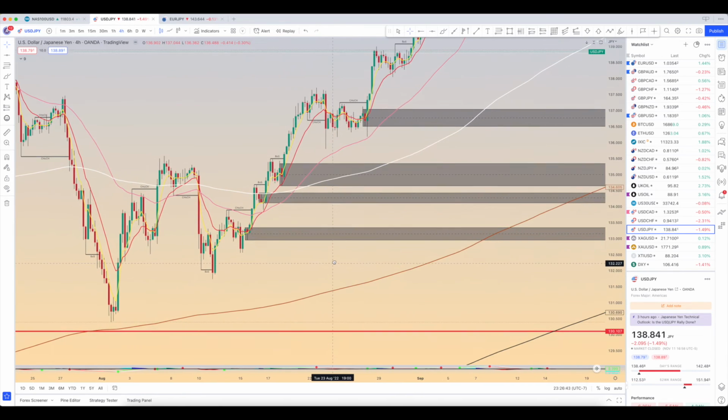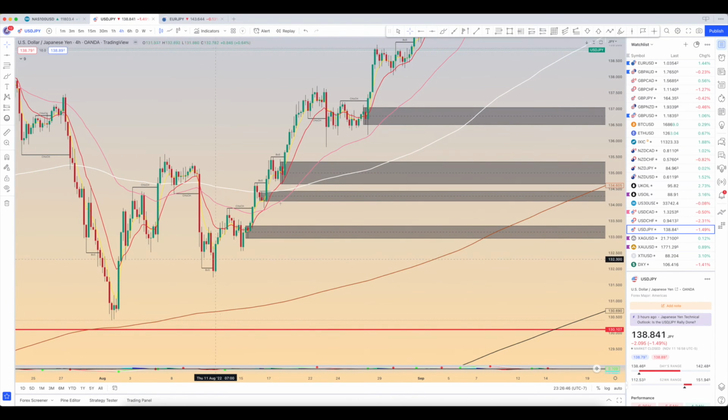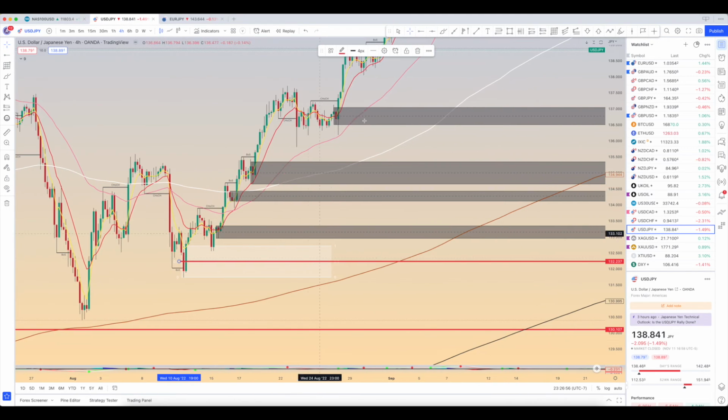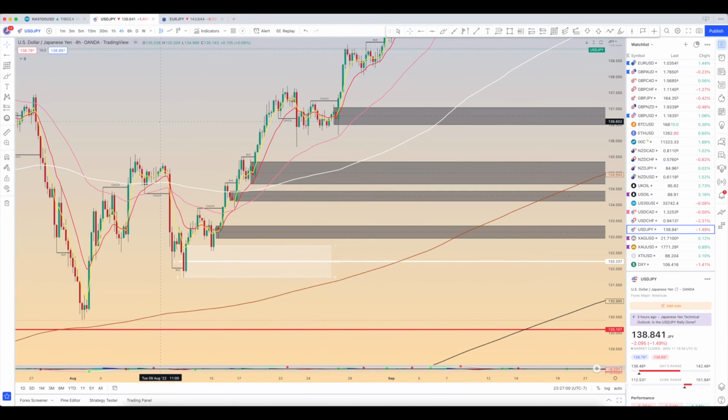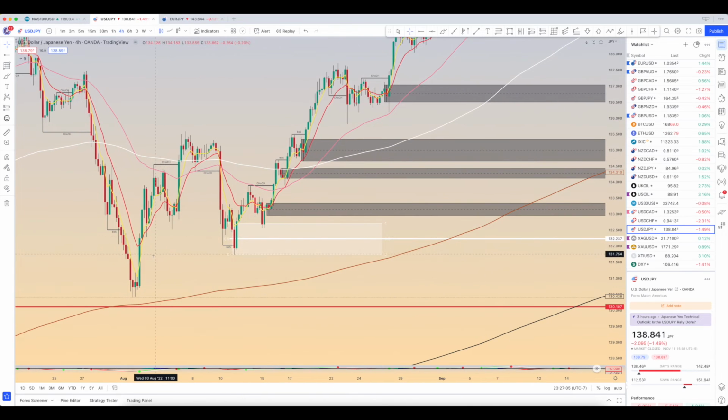Okay, so what I'd be looking for is actually this one. This is the entry that I'd be looking for right here. Okay, and I'll draw that up here and make that white. Now the reason I say that is because look at all the moves that ended up happening, come back to that area, kind of closing off that imbalance, right?